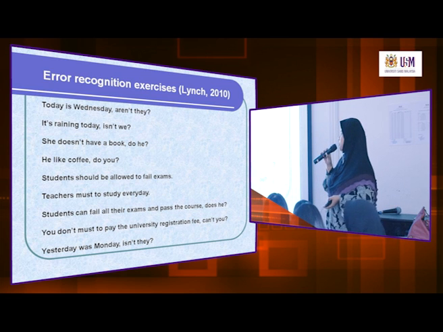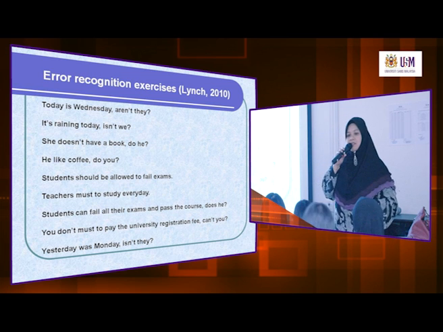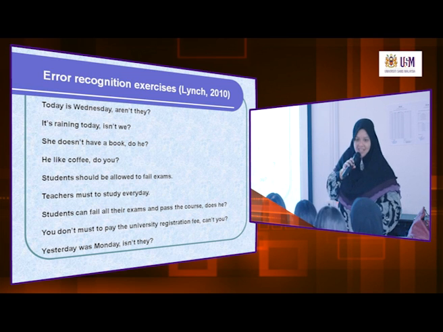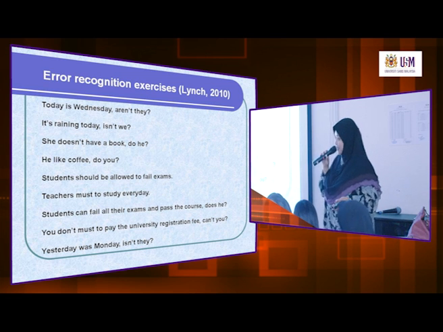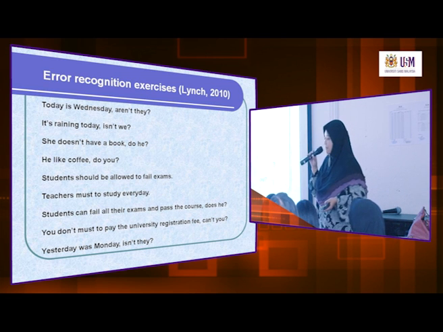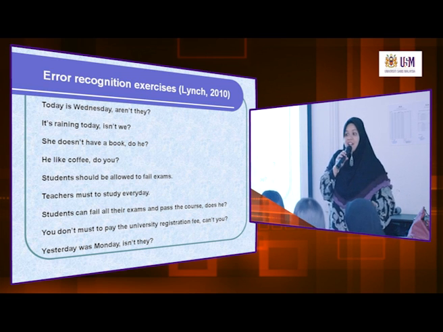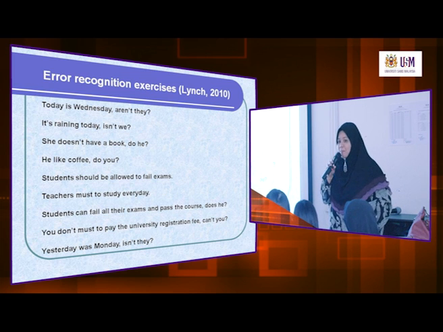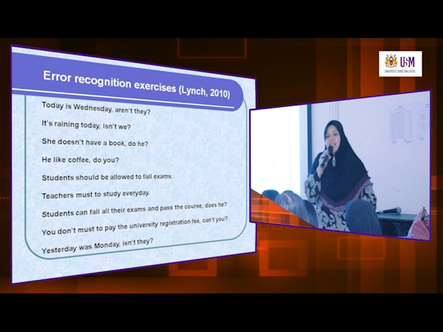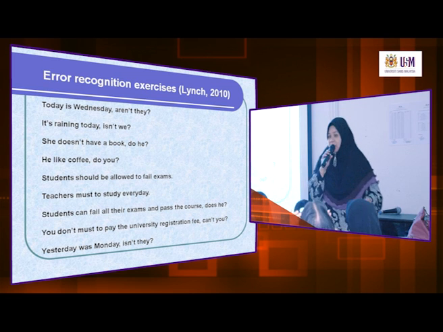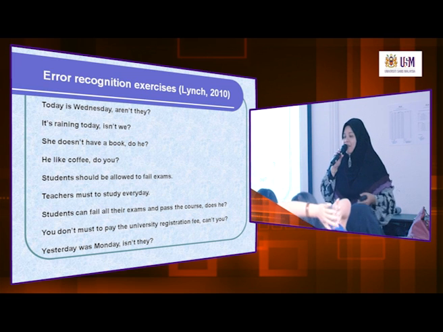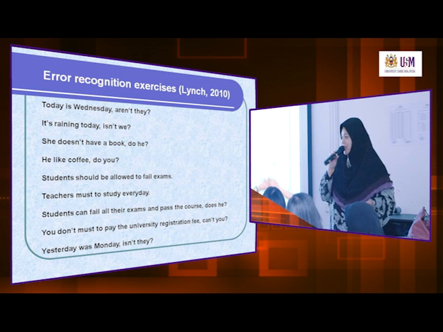Okay? You don't have to pay the university registration fee, do you? Correct. Okay? Not have you. Because the verb is don't, not have. You haven't paid the university registration, have you? It's two different meanings. You don't have to pay and you have not paid are two different meanings.